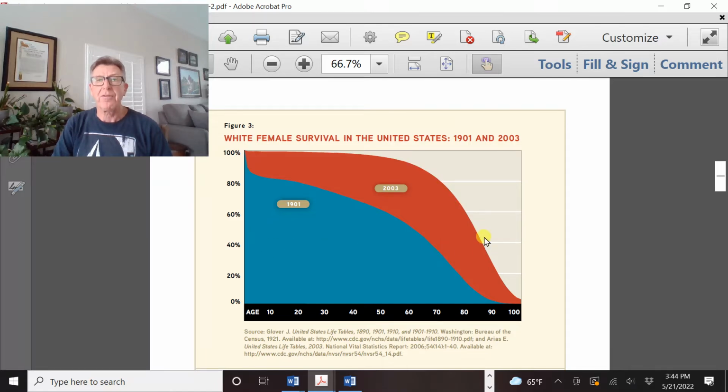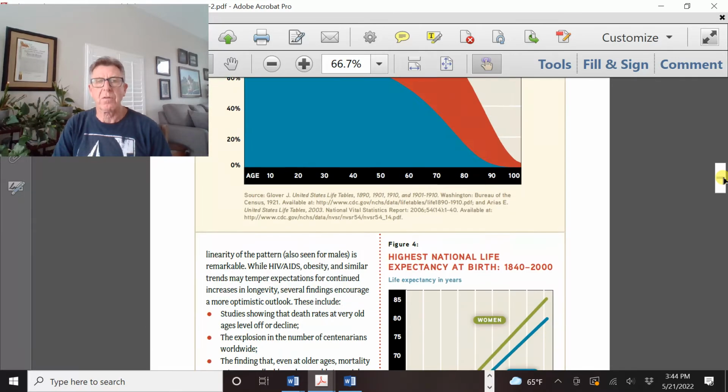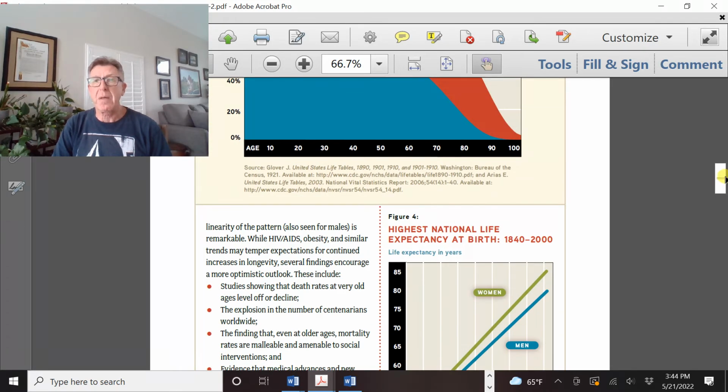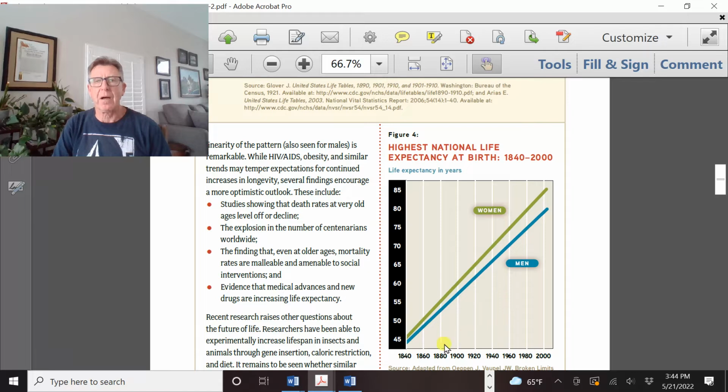Now we're here at the 50% line. You see over here, 50% of the people that were born in that 1900 era were dead by about age 60. That's how you interpret that, all right? So these are big transitions. You see these big increases in life expectancy.